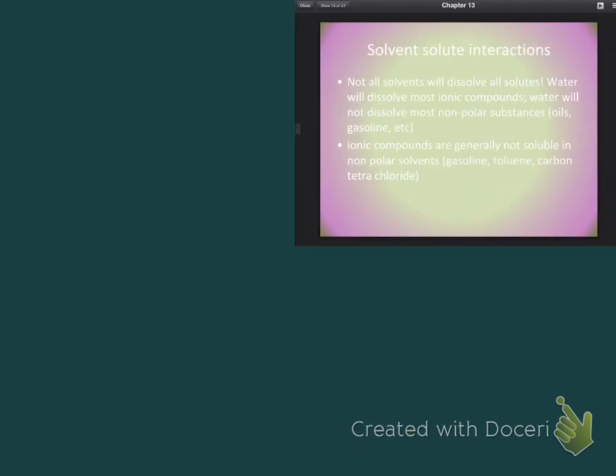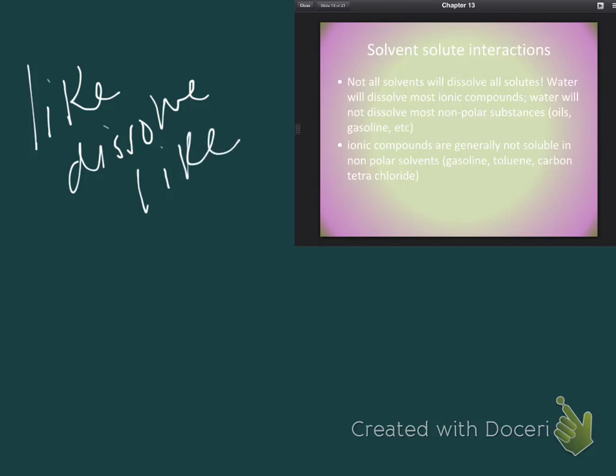So here's where we get into what will dissolve what. Solute-solvent interactions. Not everything will dissolve everything else. And the key phrase that people usually use to remember this is, like dissolves like. So things that are polar will dissolve ionic compounds because they're made up of charged particles, and polar molecules have charges. So like dissolves like. Things tend to dissolve things that are like them.